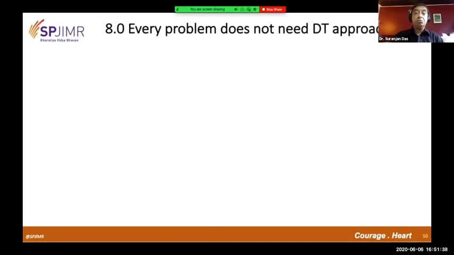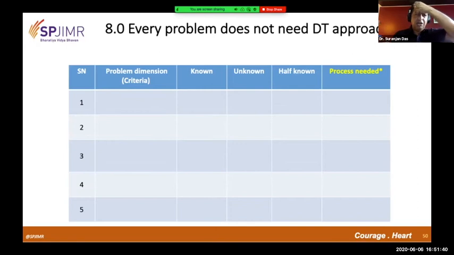So how do we figure out? We have a structure. I'll not take time on the structure, but broadly, we say very ill-structured or unstructured problems are the ones which need design thinking. So how do we know if a problem is ill-structured or unstructured? We have this criteria. Goals. Are the project goals known?